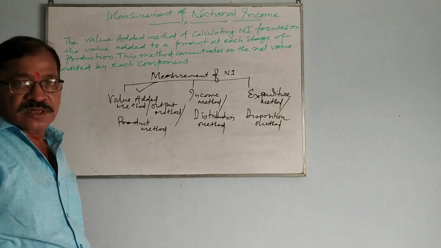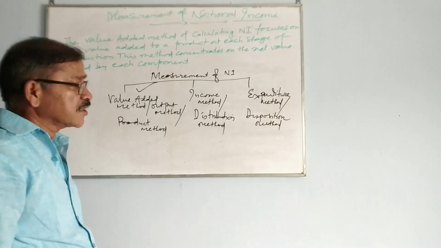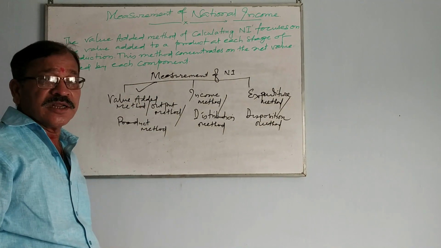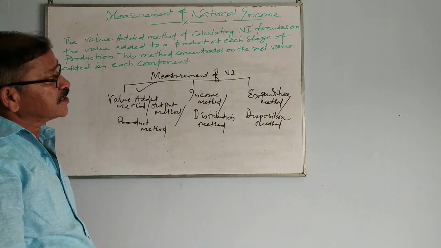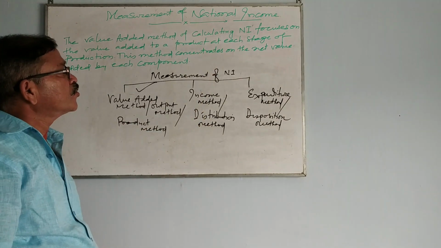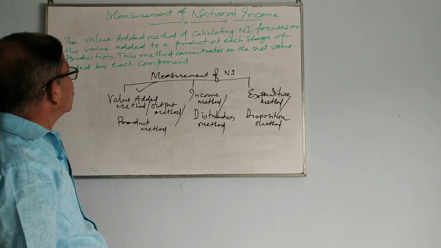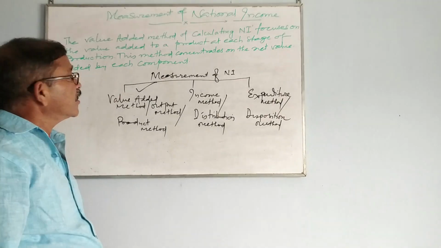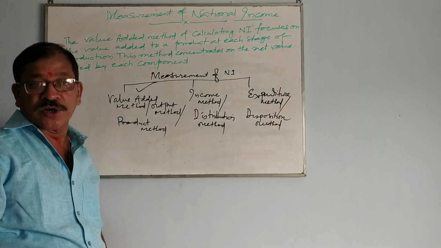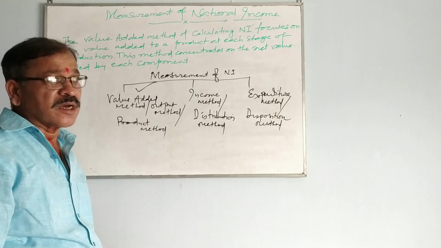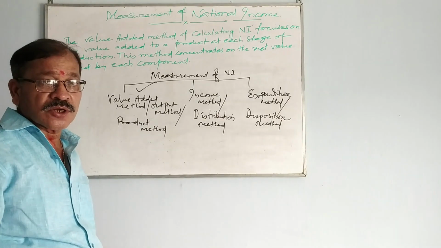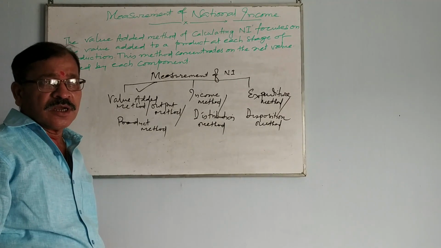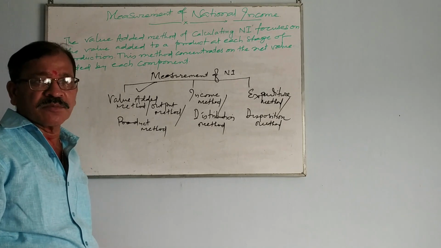So what is value added method? We must know what is value added. A simple definition is given. The value added method of calculating national income focuses on the value added to a product at each stage of production. Okay, this method concentrates on the net value added by each component. Okay, this is the basic definition. You can take a screenshot of it and write it down. Very easy and very simplified definition I am giving.